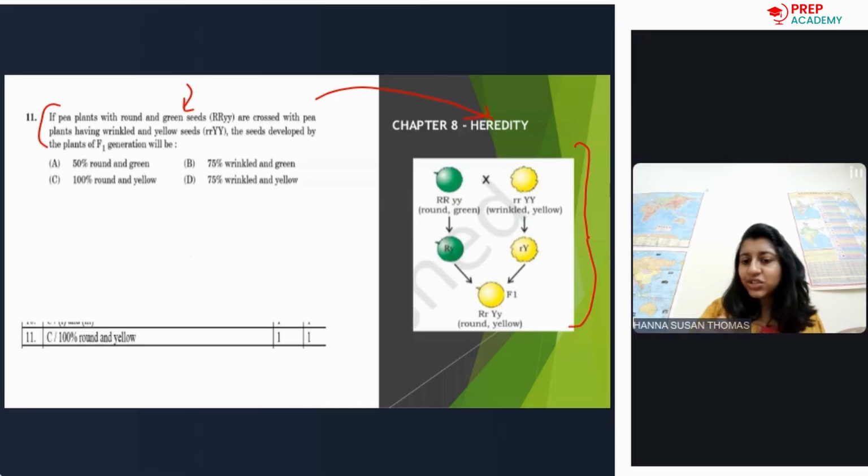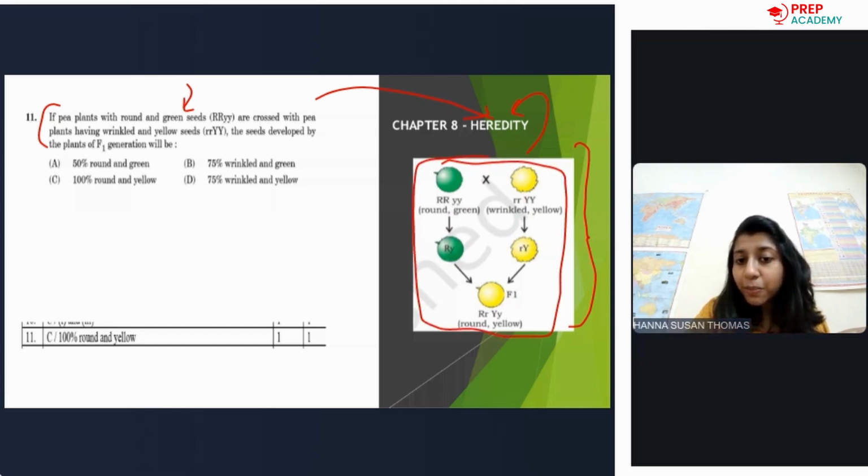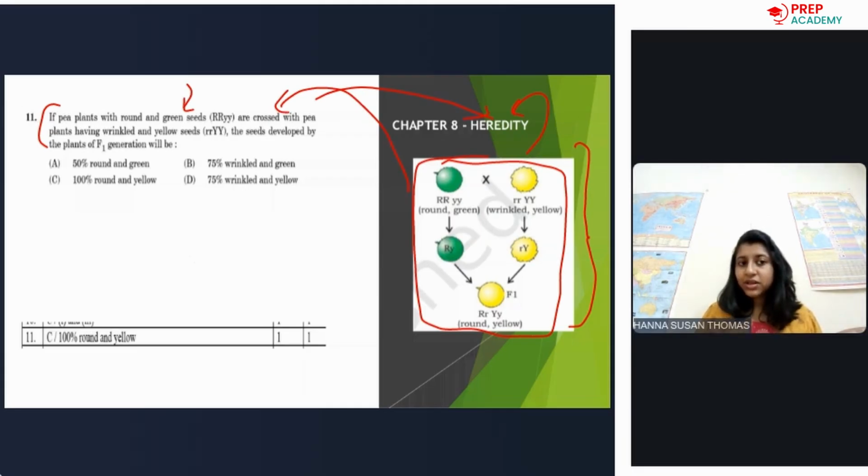As you can see in this screenshot, this is from the chapter Heredity itself. Believe it or not, from this diagram only, your examiner has made this particular question. So let's look into this question, then we can go through the answer.